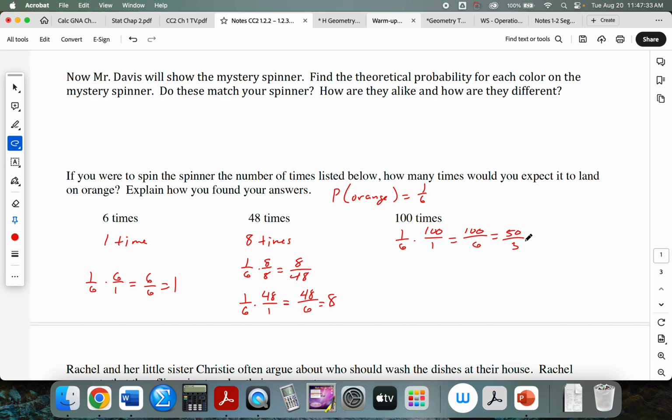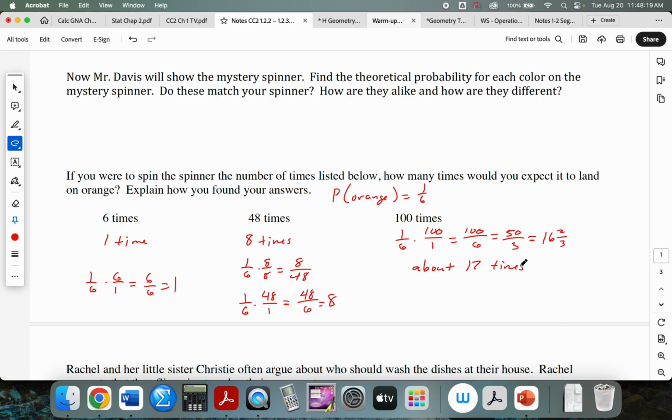That's not going to be a whole number, is it? It goes in, what, 16 2/3? So, do you expect it to come up orange 16 2/3 times? No. I mean, that's kind of silly, right? Although, if you take my statistics class later on, we actually say that 16 2/3 is the expected number, even though it's never going to happen. So, on this, to answer the question, I would say about 17 times. Or if you wanted to say 16 or 17.